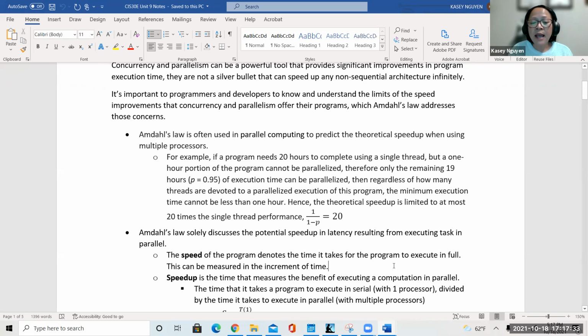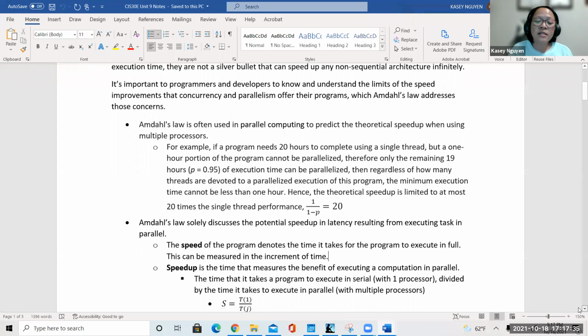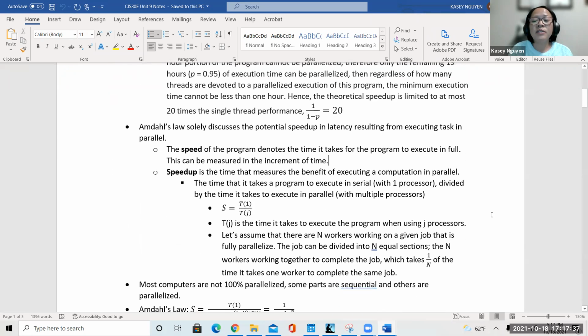So in that, what we would denote is we would have speed, which is going to be the time that it's going to take to execute our program in full. And in our example case, that will be 20 hours. And that can be measured in a certain amount of time. That could be seconds, that could be hours. And so in the example, it says it's 20 hours.